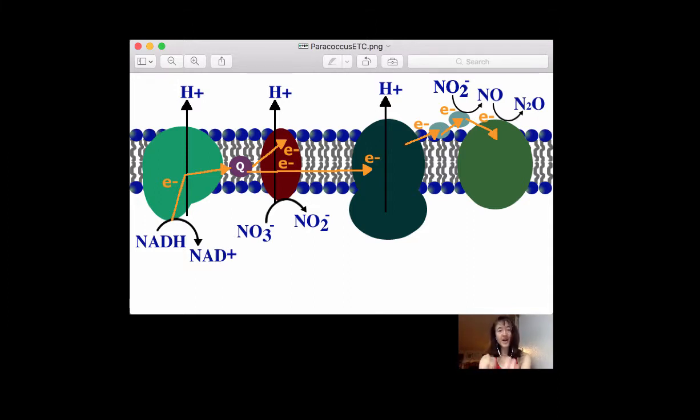Behind me, you'll see a picture of the electron transport chain from Paracoccus denitrificans. You'll notice that it, like E. coli, is capable of using something besides oxygen as a terminal electron acceptor. You can see it reducing nitrate here.